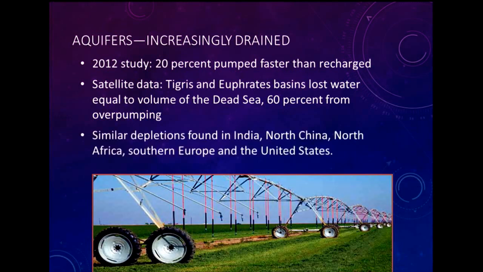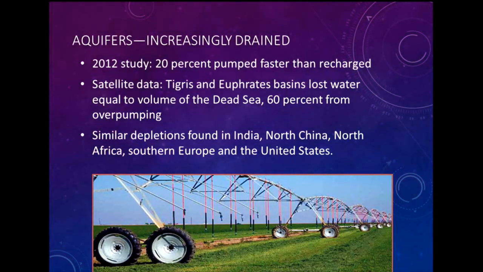They also found similar depletions in India in a very severe way, North China, North Africa, Southern Europe, and in California in the United States, and also in the Midwest of the United States.